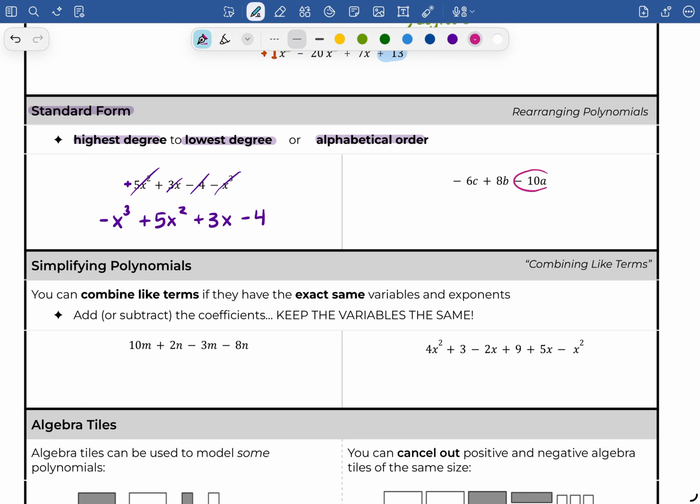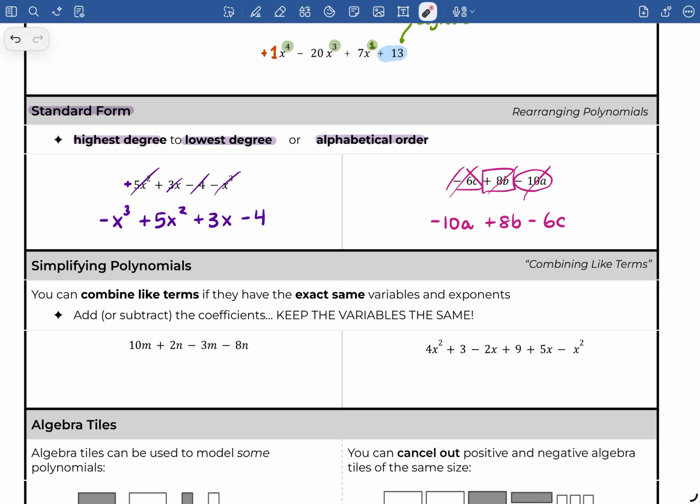So our a term will go first, so minus 10a. Then our b term, so plus 8b. And then our c term, so minus 6c. So notice for these ones, when we were just rearranging for standard form, there were no like terms that we could combine together. So this one, we just focused on moving them around.